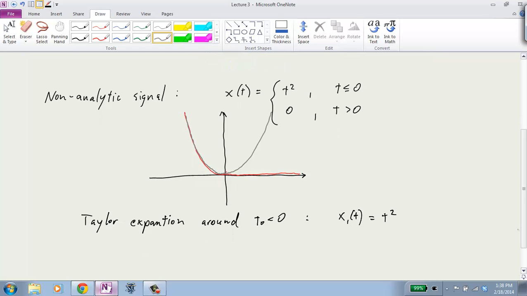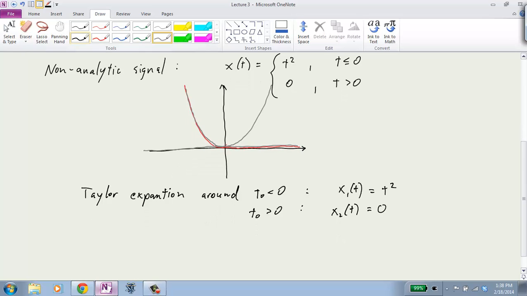Whereas if you did it for t naught greater than 0, you'd get an expansion that was just 0. So you'd match it over. You just get the flat 0 function. And neither one of these is going to recover x of t. So it's an example of a non-analytic signal.